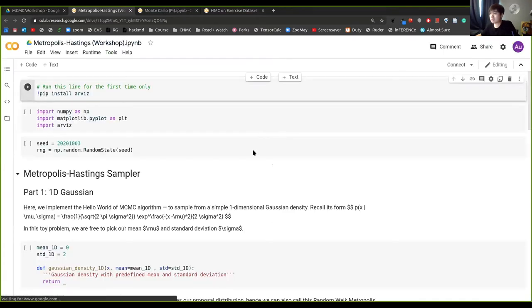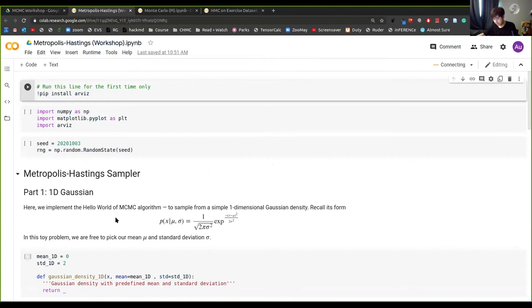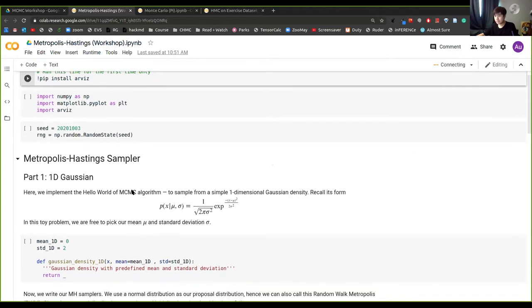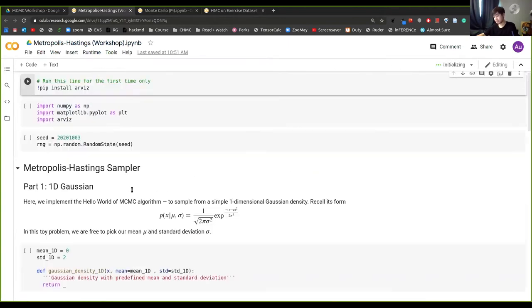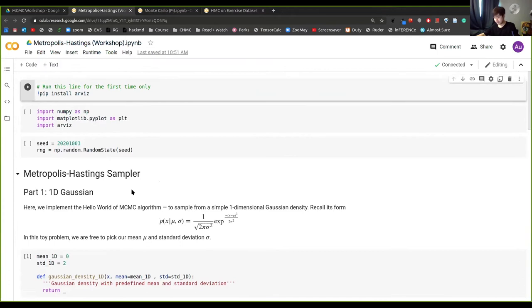Okay, let's see if it runs. So I think everyone can see my screen. Yep. So the parts where there are blanks are parts where you want to fill them in. Yeah, it is on the Colab, and I think you might want to download it onto your own station so that you can edit it.